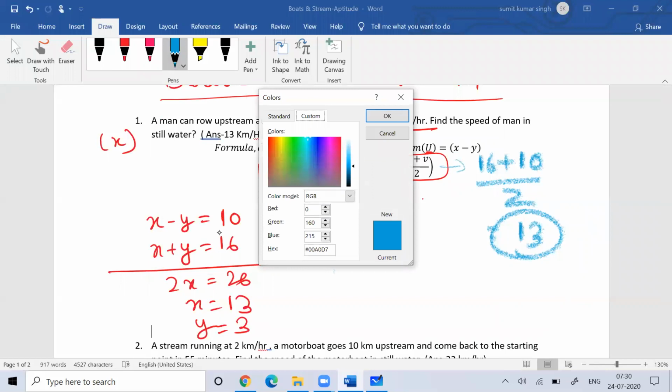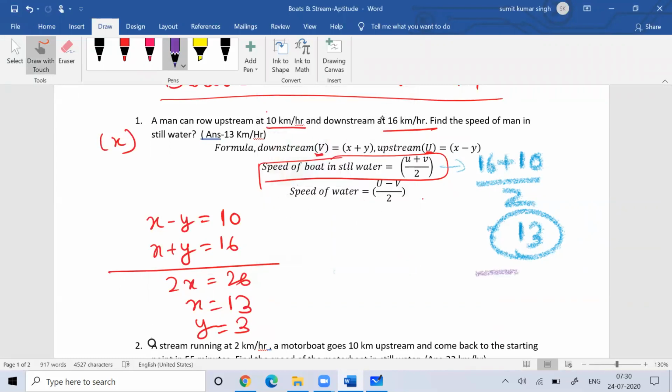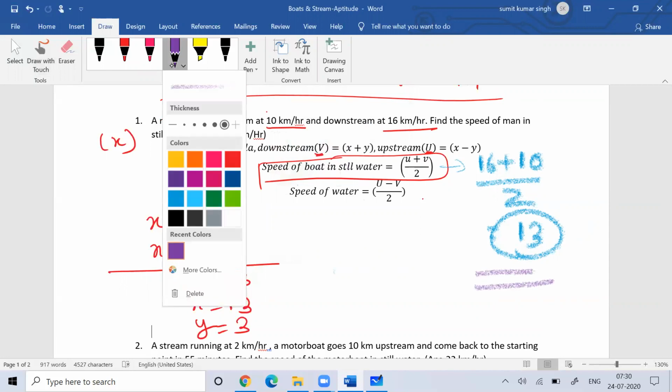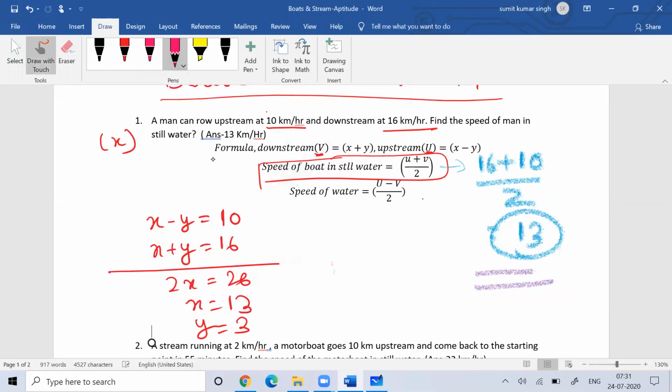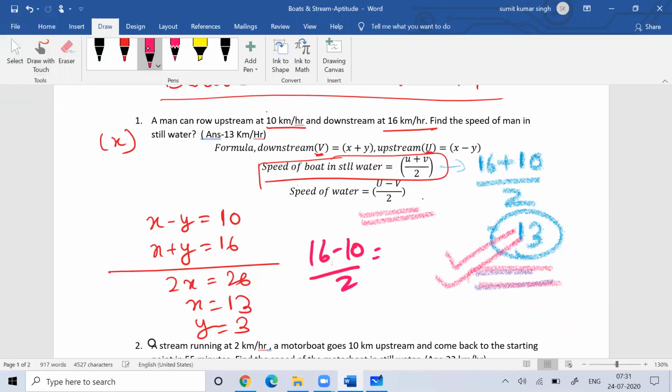So you can do the same thing by considering the same reference. The reference here is the speed of boat in still water, and that would be 13 kilometer per hour. If they ask you the speed of water, this would be u minus v by 2. So u minus v by 2 means 16 minus 10 divided by 2. So you will get the answer 3 kilometer per hour.